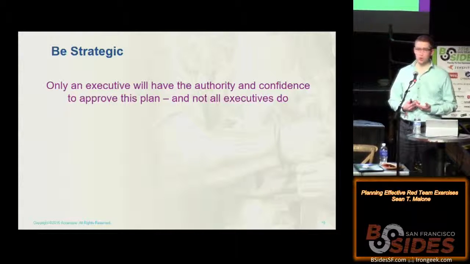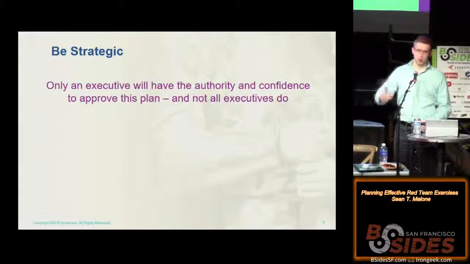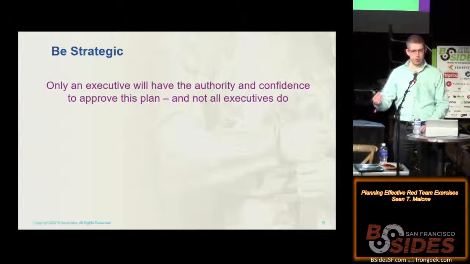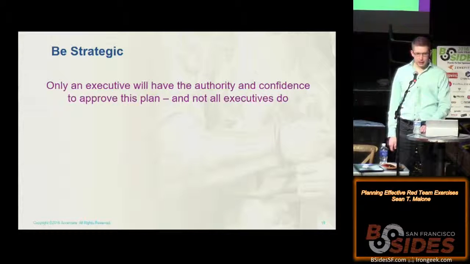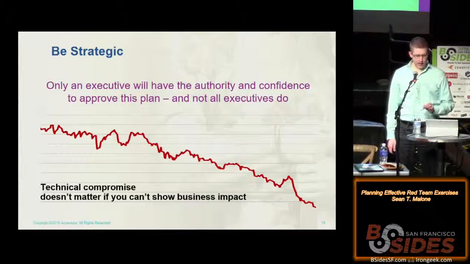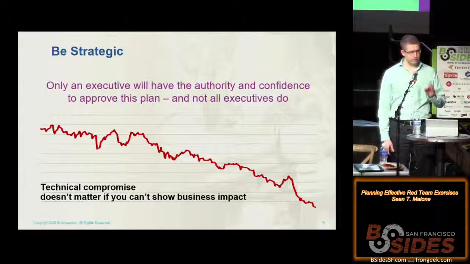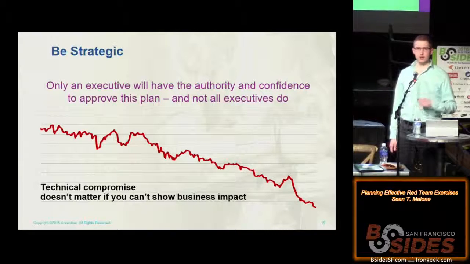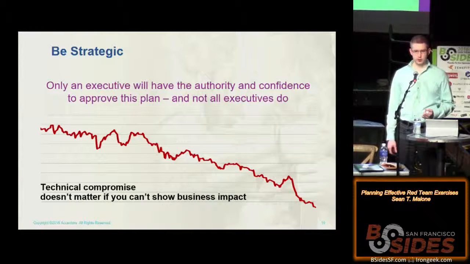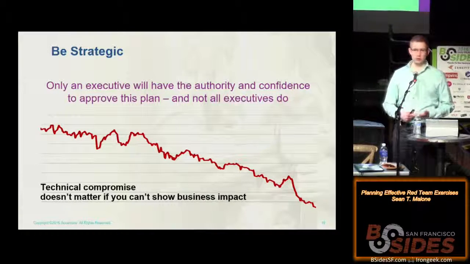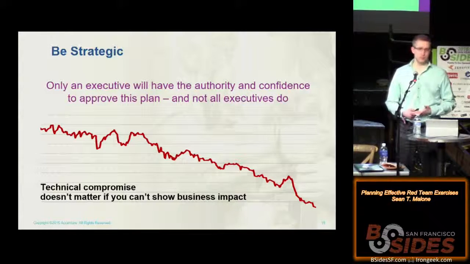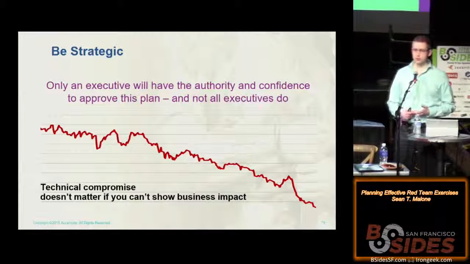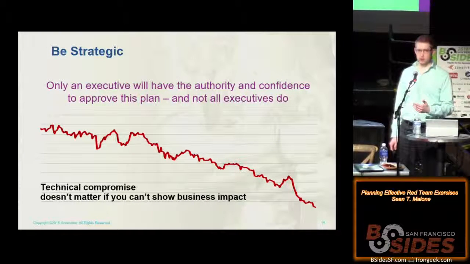And some executives don't have the confidence to approve this. They're not willing to put a stake in the ground and say, yes, we are going to do this, because we know that we're going to be attacked eventually, and we want to know how prepared we are. And I've said it before, I'll say it again, that technical compromise doesn't matter if you can't show business impact. So find what it is that the executive team will understand. That's usually, especially in a public corporation, what is going to affect the stock price if it hits the front page of the New York Times? What is there that is going to directly affect the bottom line, have a material impact on the business?